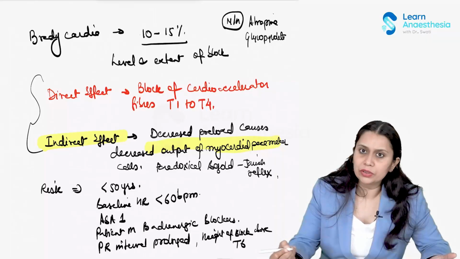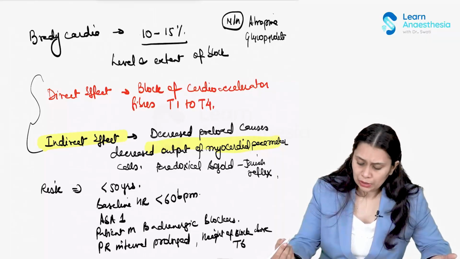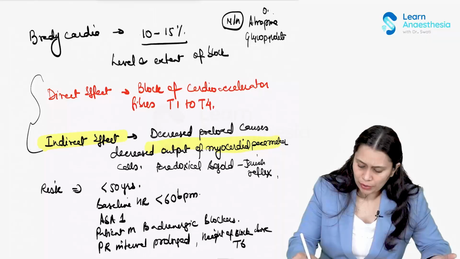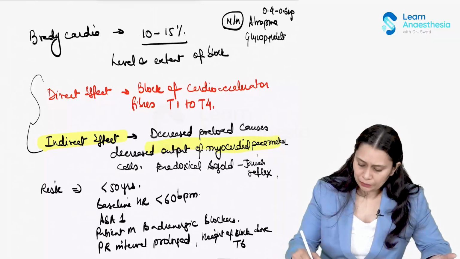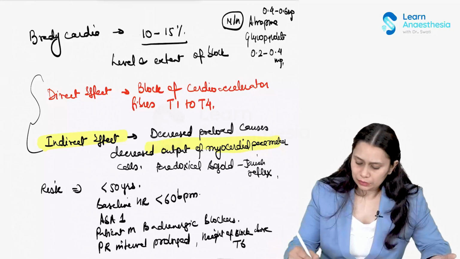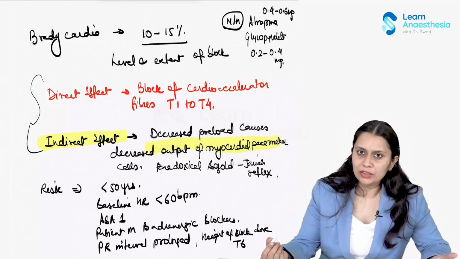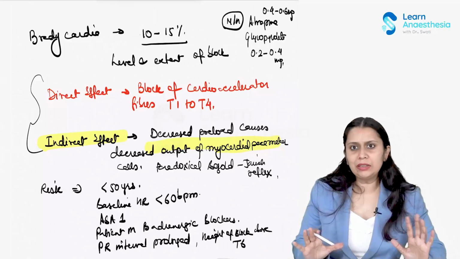They can be used. Atropine, what is the dose? The atropine dose is 0.4 to 0.6 milligram, and glycopyrrolate 0.2 to 0.4 milligram, right? So, we will give the bolus doses of atropine and glycopyrrolate to manage the bradycardia. Okay, so this is the cardiovascular effect.